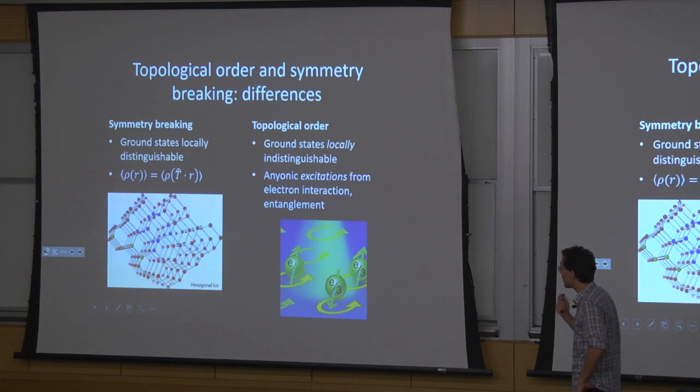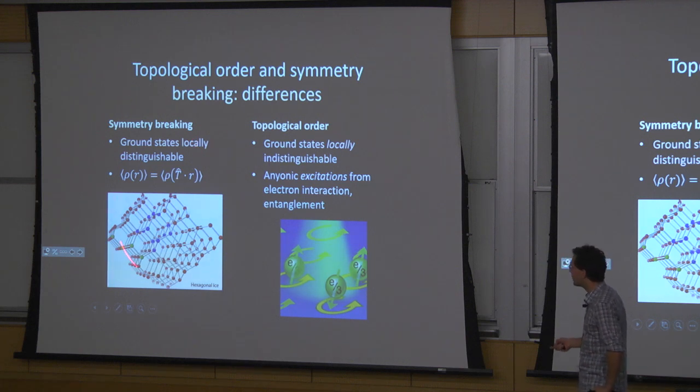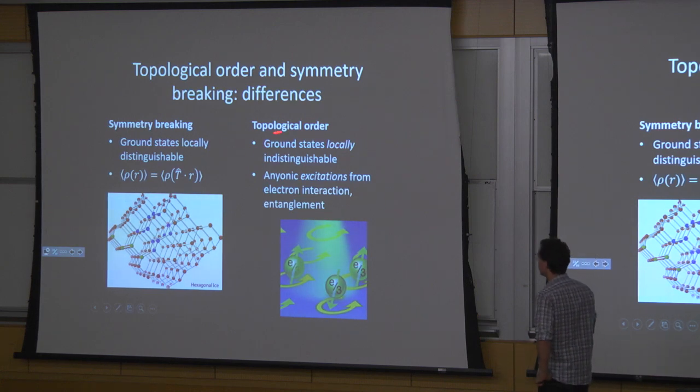Right, so just before I move on, let me just comment, and I'll come back to this again, that we have a lot of examples experimentally in the lab of symmetry breaking. Symmetry breaking is all around us all the time, right? We have very few examples of topological order.